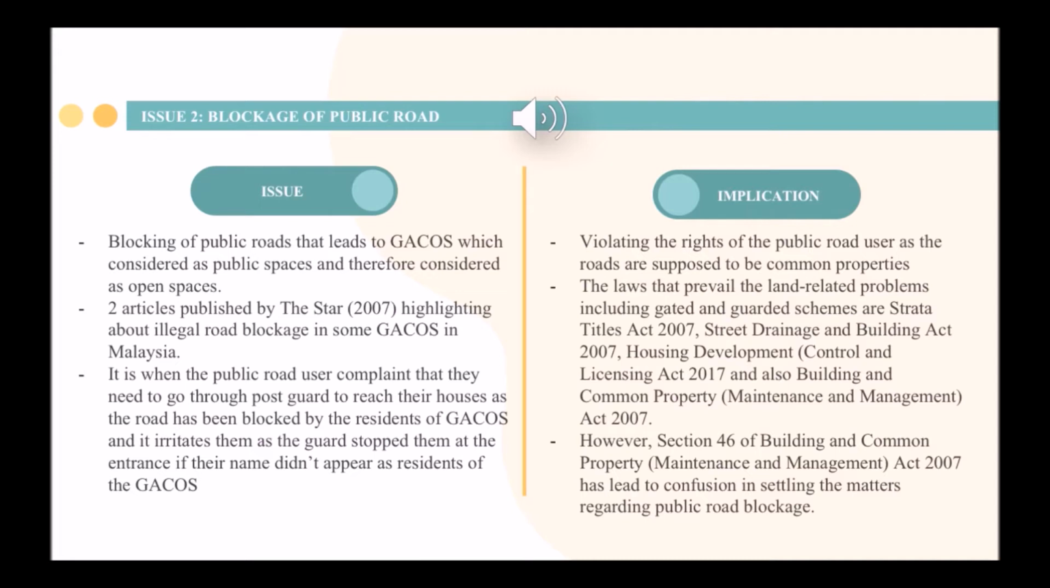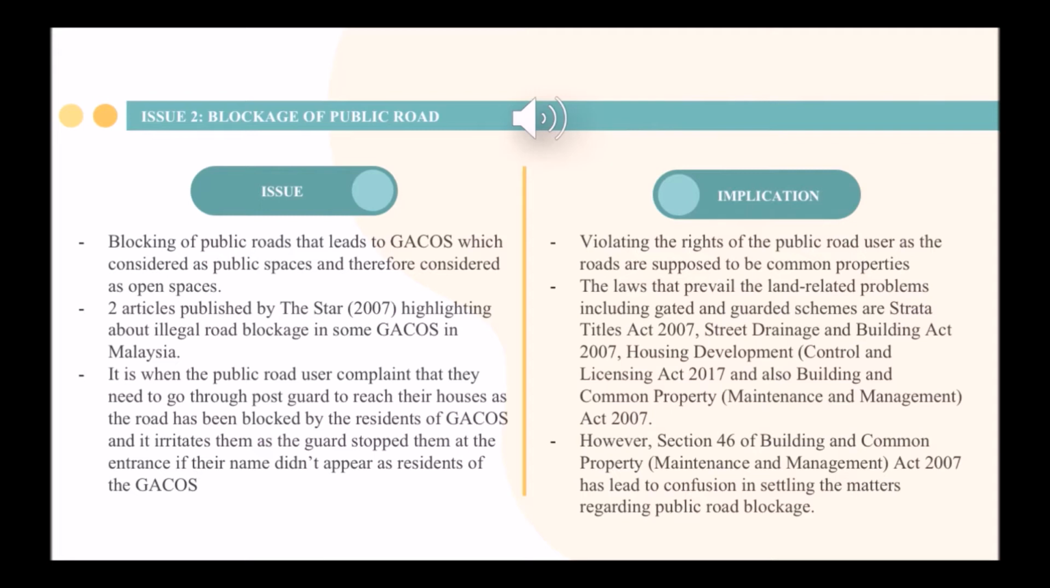Public road users complain that they need to go through the guard post to reach their houses as the road has been blocked by the residents of gated and guarded communities. It irritates them as the guards stop them at the entrance if their name does not appear as residents of gated and guarded communities. The implication of this issue is that it violates the right of the public road user, as the roads are supposed to be common property and can be used by everyone.